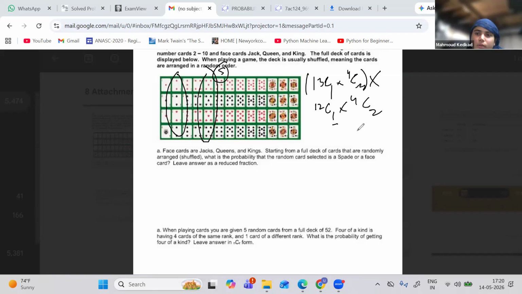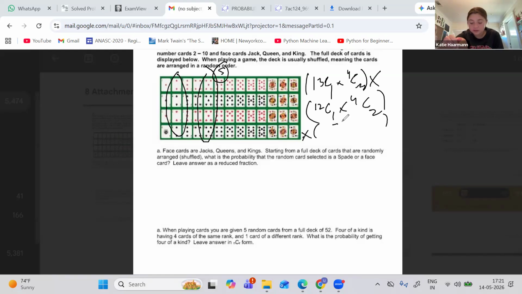So 4C2. Did you get it? Yes. And times, what was the third statement? One card of a different rank. So 13C1, like 12, different from both of them.